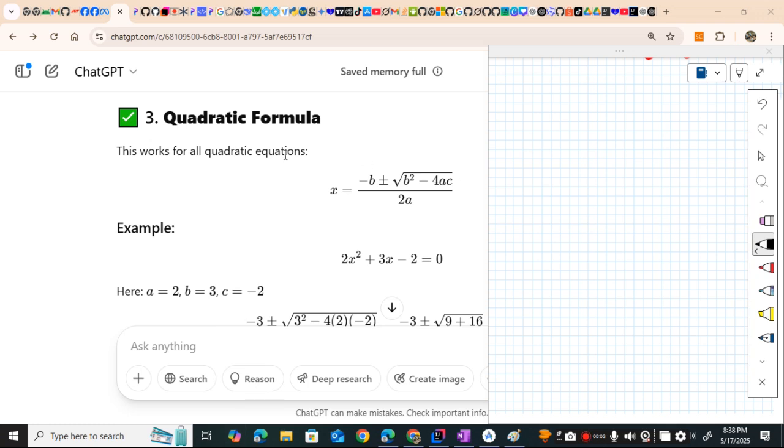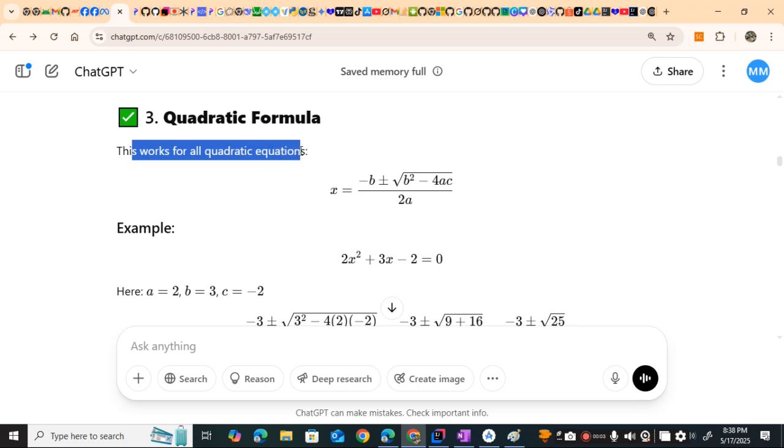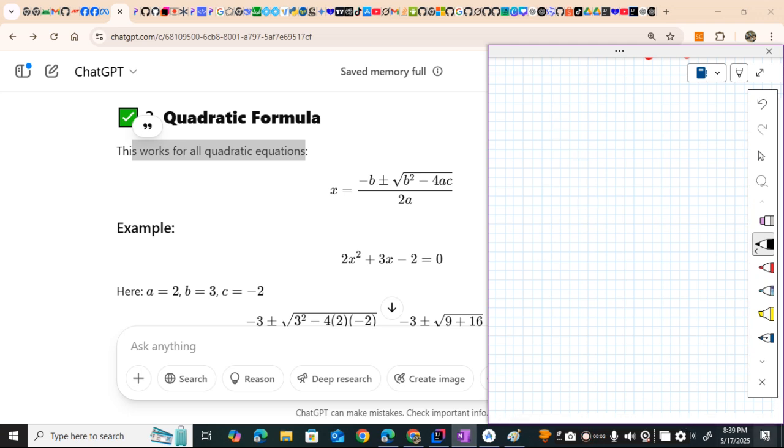According to ChatGPT, this is the form of the quadratic formula. We have x equals negative b, plus or minus the square root of b squared minus 4ac, over 2a. Now, let's use my notes in order for us to have a clear picture of what we are talking about. The first thing is, let's write the quadratic equation.